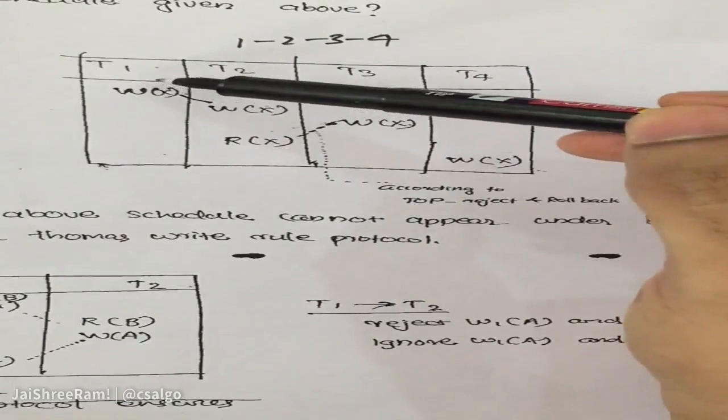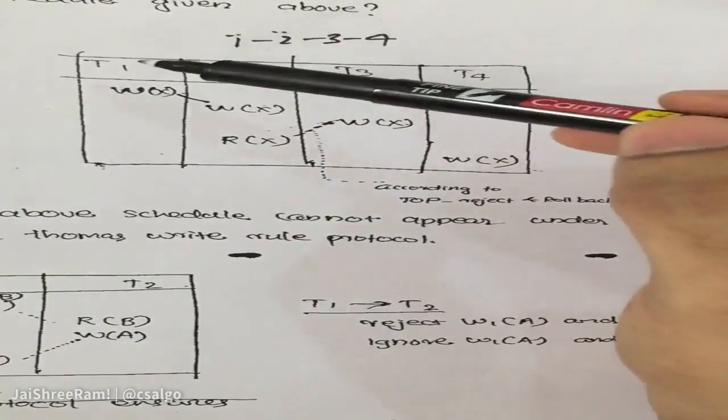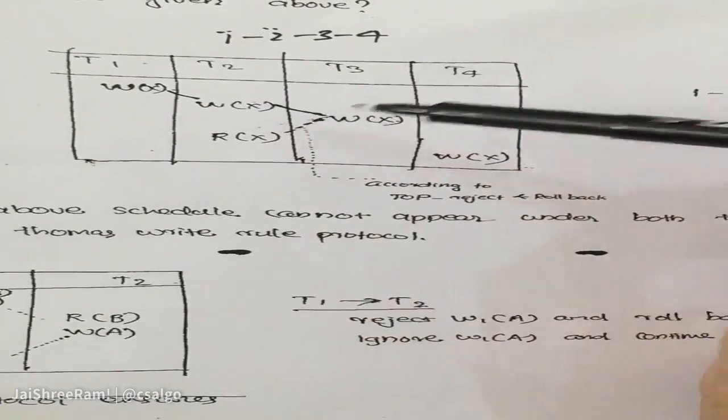T1 should be first and then T2. Yes, here T1 is first and then T2. Fine. And again there is a conflict here, right?